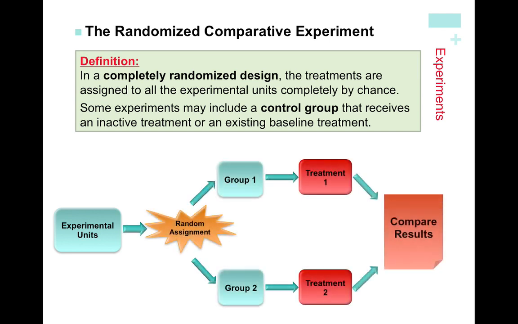So if you remember, we made these flow charts. You wouldn't leave it generic like this on the AP exam. You would actually write out what you had here. You'd write your random assignment, your group 1 and how many people are in group 1, group 2 and how many people are in group 2, treatment 1 and what it is, treatment 2 and what it is, and then compare. What are you comparing? You'd be more specific.